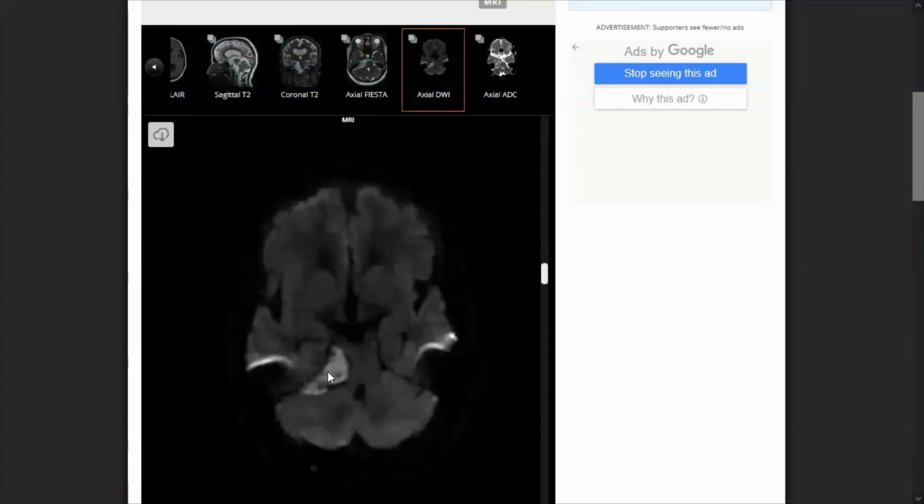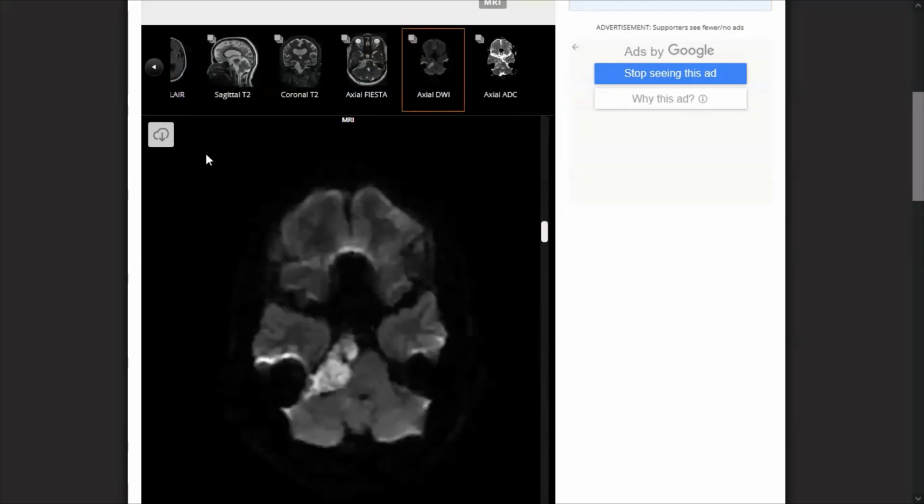So a CP angle tumor can be a CP angle meningioma, could be a CP angle schwannoma, could be an epidermoid, could be a trigeminal schwannoma. So today you're all going to go back, open Radiopaedia, open up all those four scans of these pathologies, and then practice and differentiate how one is different from the other.